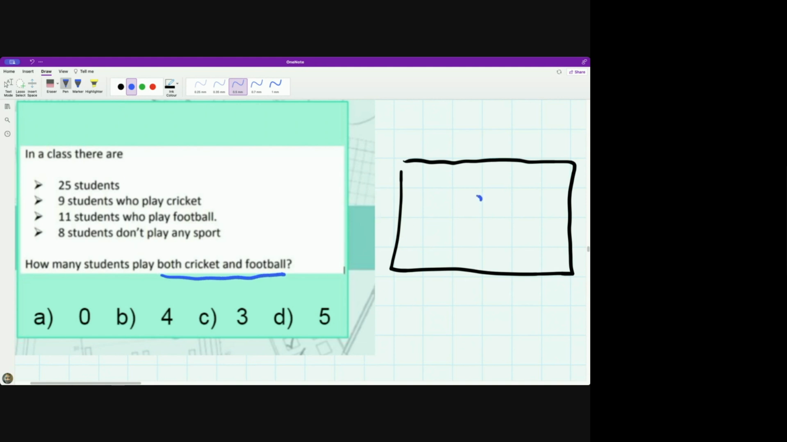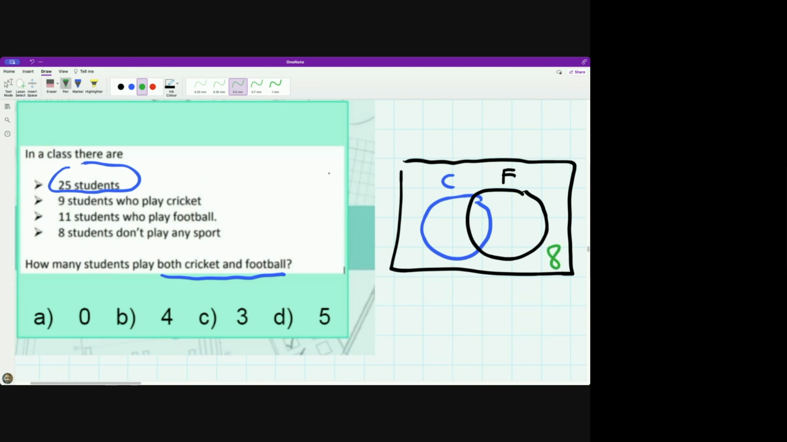So we've got our cricket players. Then we've got, what have you got? Cricket. And then we've got football. And we know that there are 25 students in total, but 8 students don't play any sport. So there must be 8 out here, and in total there's 25. So 25 minus 8, this yellow region has to have 17 people in it.